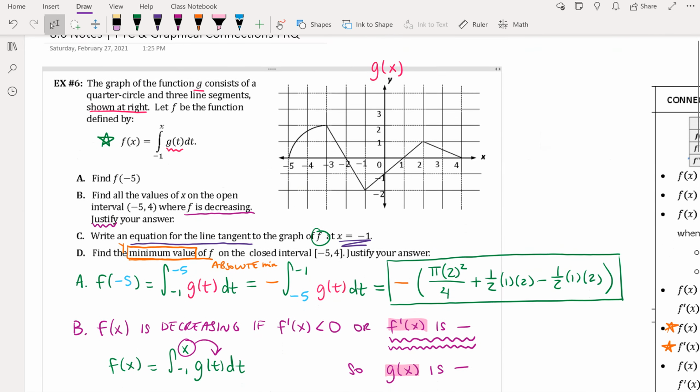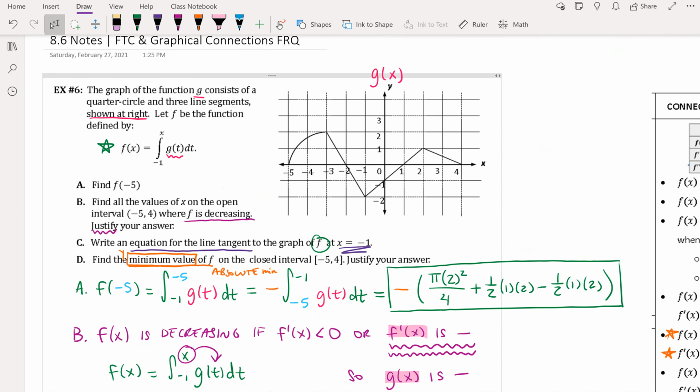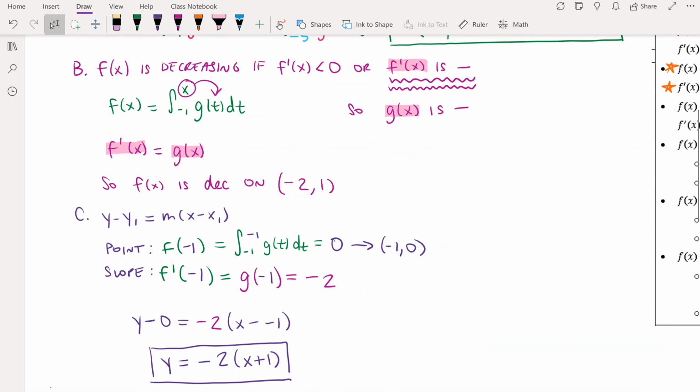Okay, where does the graph change negative, that means below the x-axis, to positive? Negative to positive at x equals 1. So let's write that that happens at x equals 1.